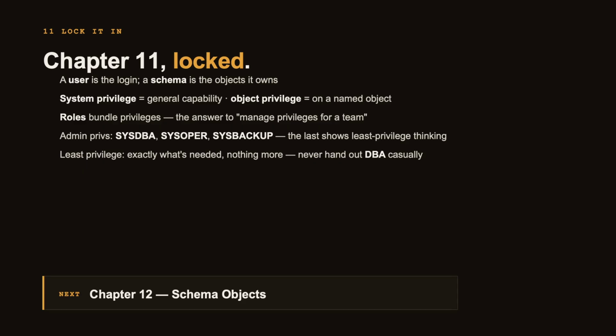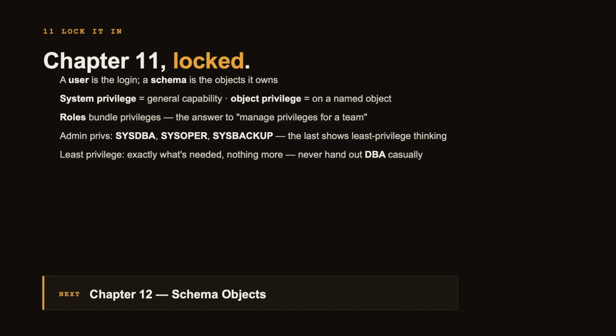Let's lock it in. A user is the login. A schema is the set of objects it owns. Privileges split two ways. A system privilege is a general capability. An object privilege acts on a named object, and the test is whether it names a specific object. Roles bundle privileges and are the answer to managing rights for a team. The administrative privileges are SYSDBA, SYSOPER, and SYSBACKUP, and mentioning SYSBACKUP shows least privilege thinking. And that principle, least privilege, exactly what's needed and nothing more, never hand out DBA casually, ties the whole chapter together.